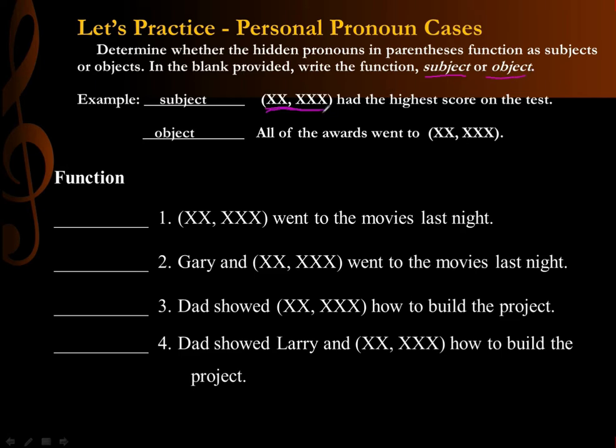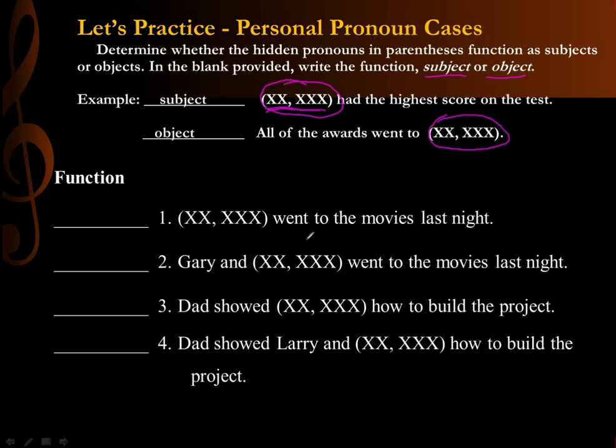So remember that subjects generally do the action and objects generally receive the action. The other thing that you might think about is subjects generally are at the beginning of the sentence and objects are at the end of the sentence or in the middle. Now, that's not a hard and fast rule. It's just generally you'll find subjects up in the front and objects in the back. But definitely the subject is the one that performs the action.